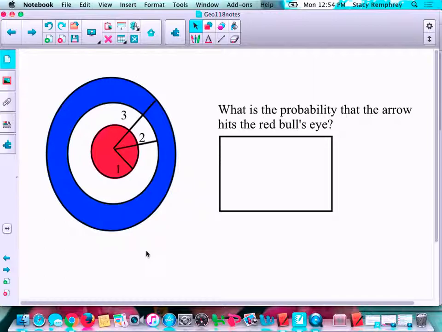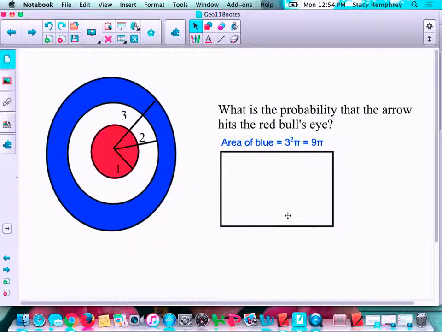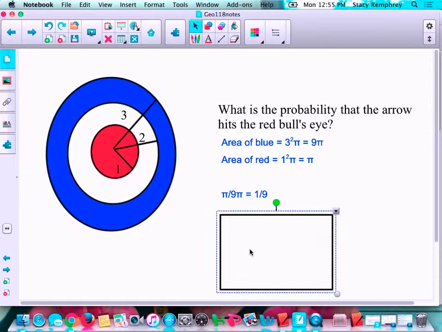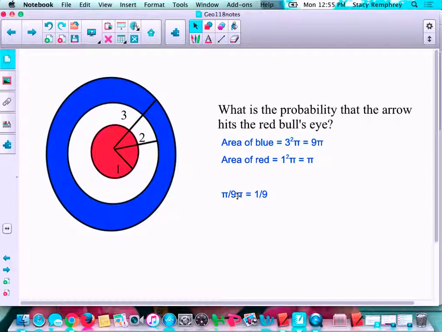In the next one, we have a bullseye. You can probably do this one on your own. Consider, are you looking at area or are you looking at circumference? Push pause and try this one on your own. All right, what I'm hoping you did is you found the area of the blue. The 3 corresponds to the entire radius, and the area of the red. You're looking for the probability it'll hit the red. So I'm going to take the area of the red, divide it by the area of the blue, and simplify it. So you have a 1 in 9 chance of hitting the bullseye.